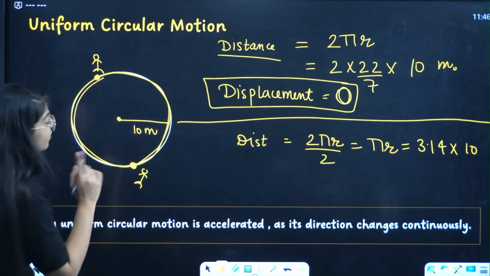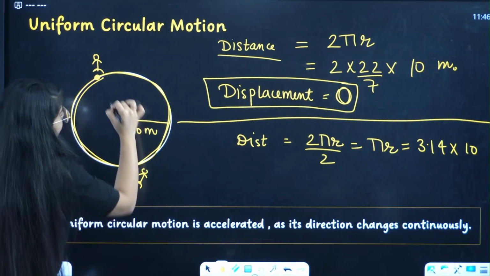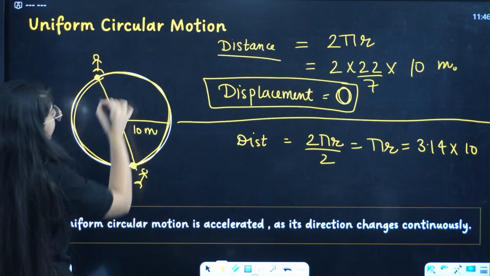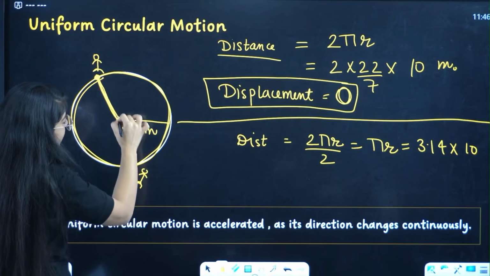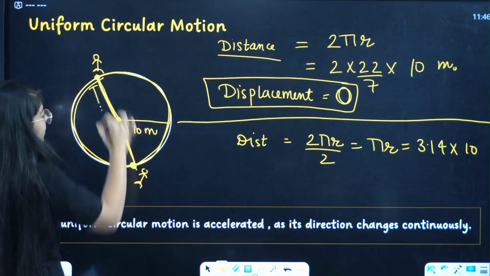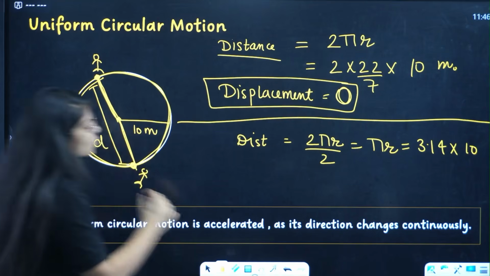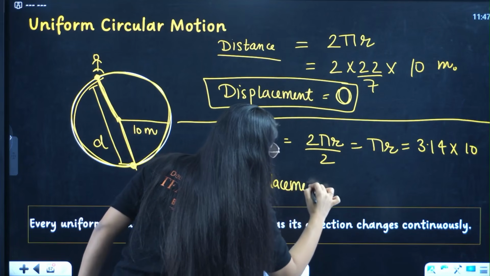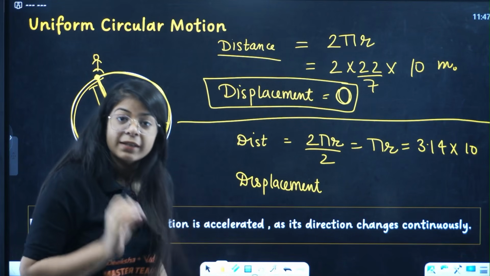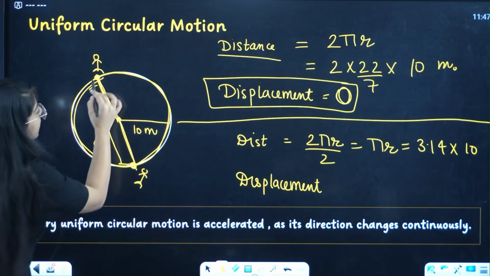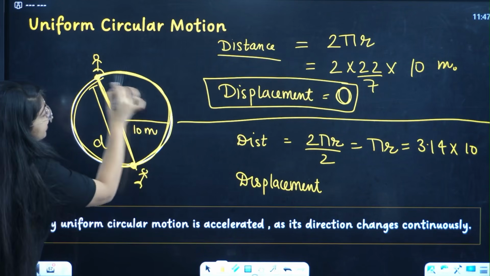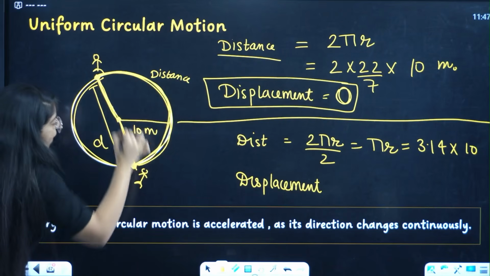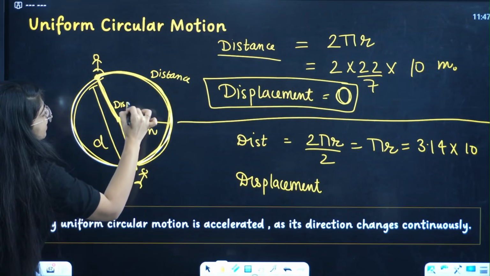On the other hand, see very carefully. If I draw a radius at this point and since it is directly opposite, I draw a radius at this point, 2r is equal to what? It is the diameter. So displacement is not now 0. Displacement is the shortest path. This is not the path he covered. This is the distance. But the shortest path, this path, is displacement.